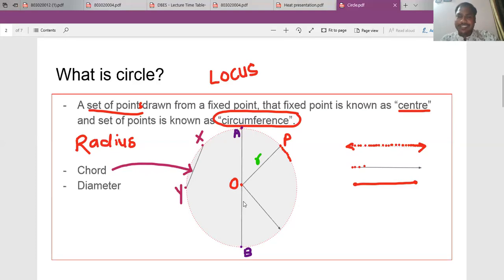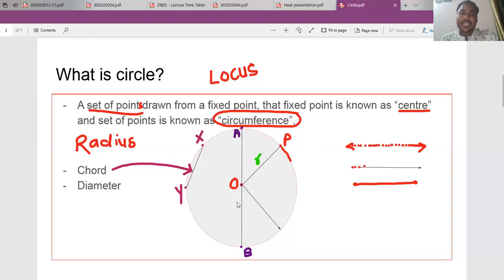In another way, we can say that this one is a line segment passing through the center of the circle. Very simple: a line segment that passes through the center of the circle and joins any 2 points of the circumference is known as the diameter of the circle. Or in other words, a chord that passes through the center of the circle is known as the diameter.